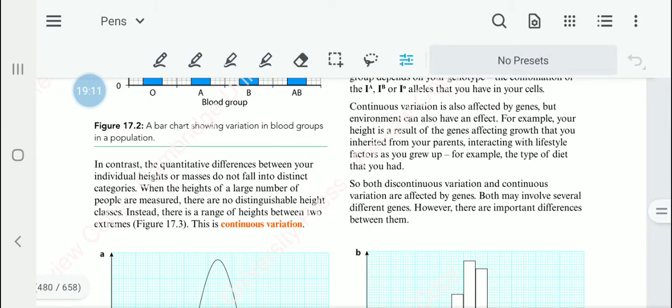Continuous variation is also decided by genes. However, environment will have an effect on this. Example, the diet intake.